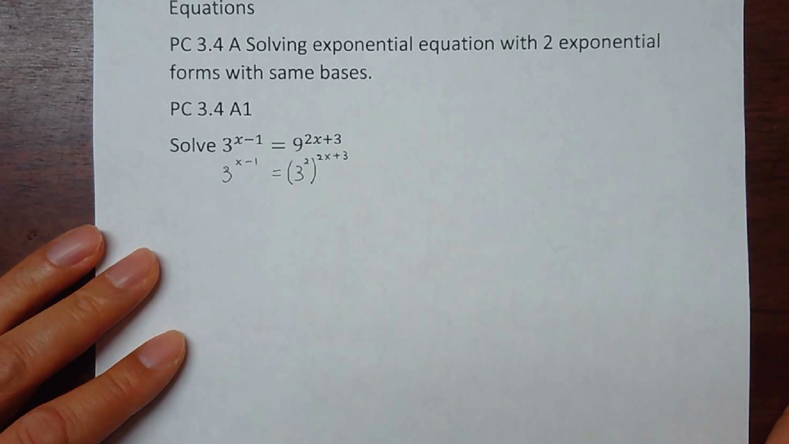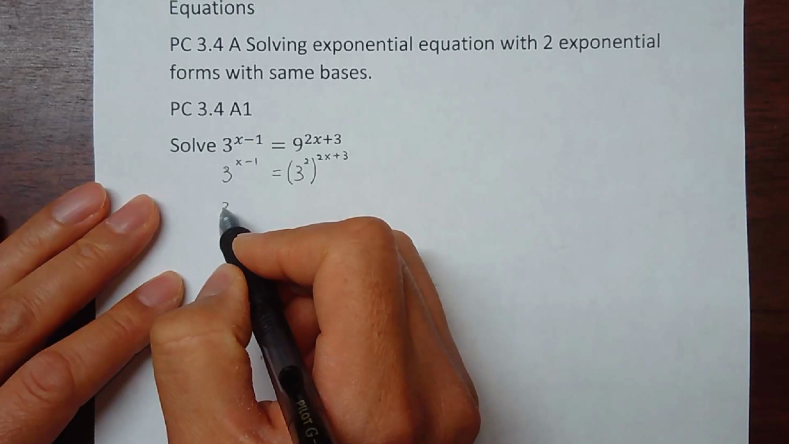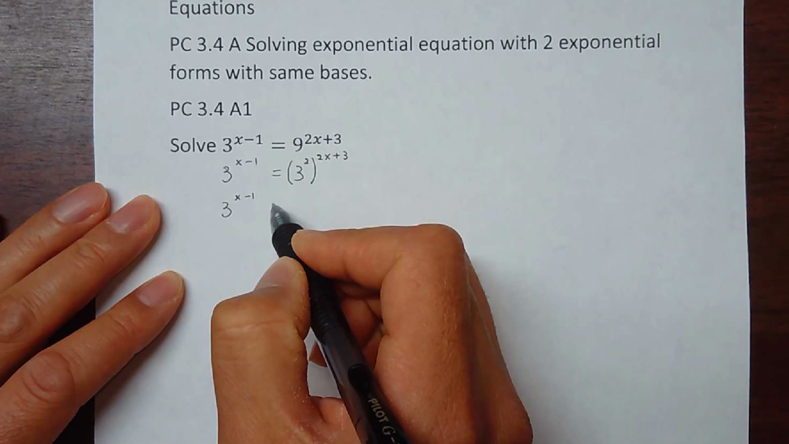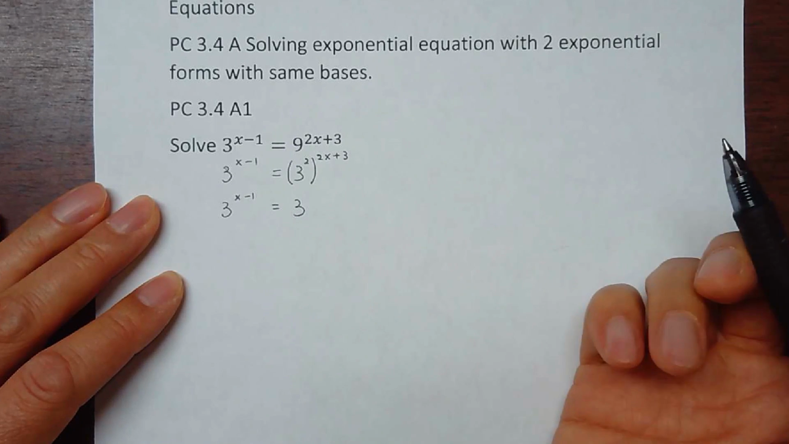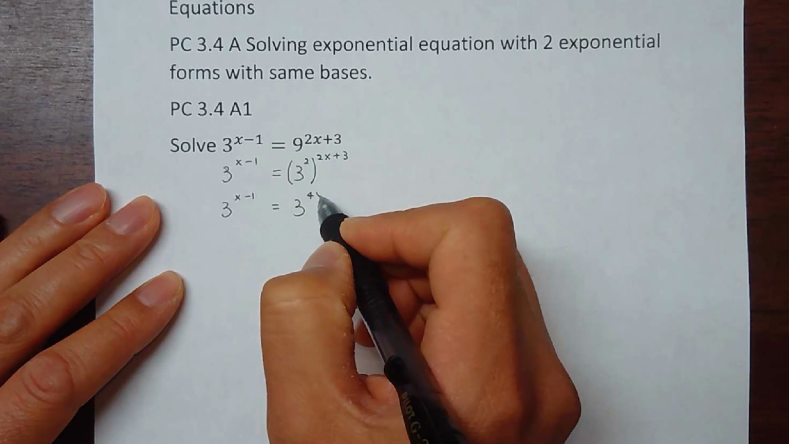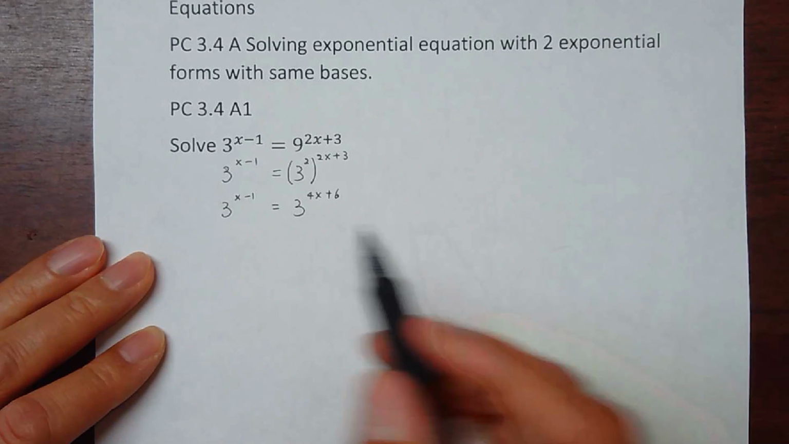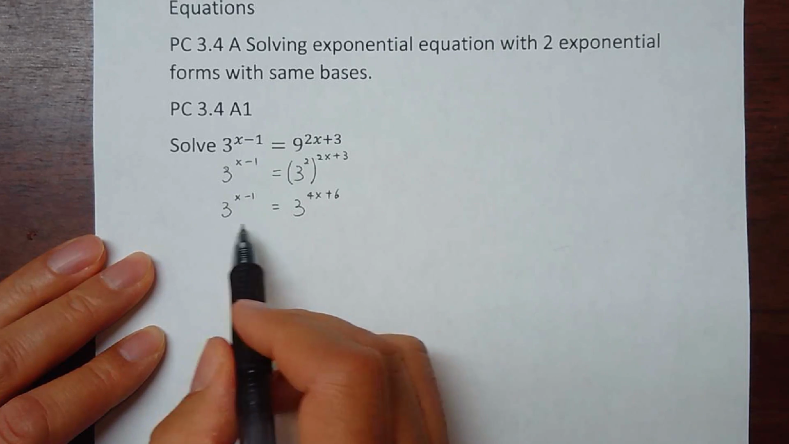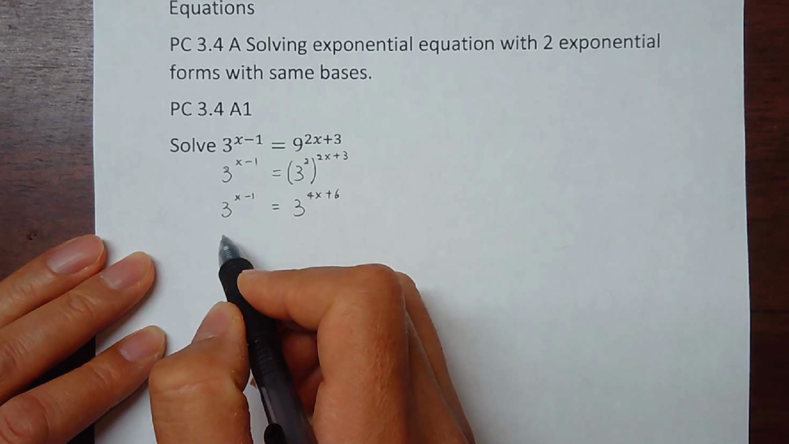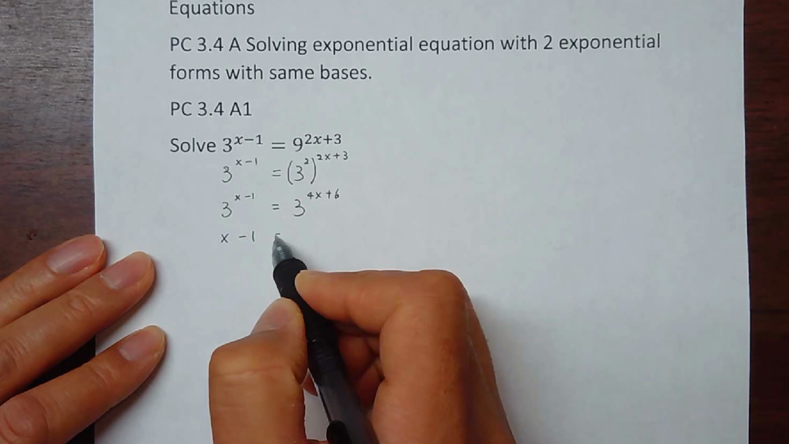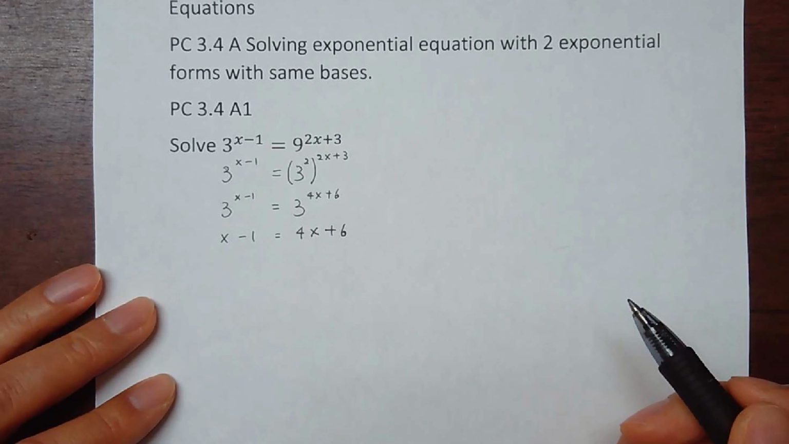Now this equation has two exponential forms with the same base. We can simplify the left and right hand side. Power to the power, we multiply those two exponents. So 4x plus 6th power. Now we have an equation with two exponential forms with the same base, so their exponents have to be equal to each other. Then you solve for x.